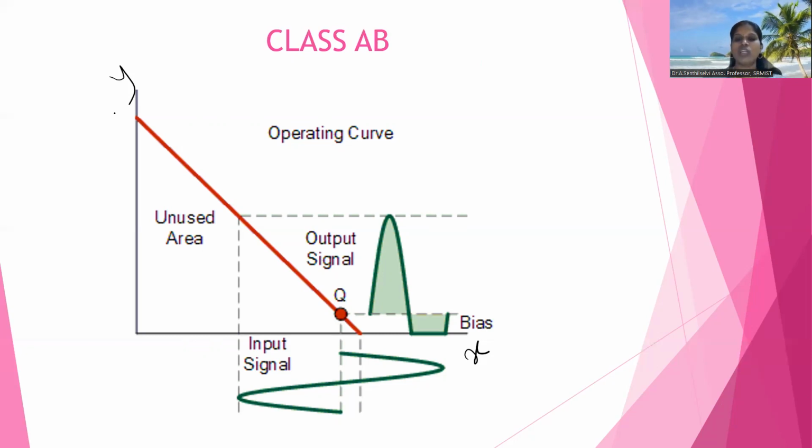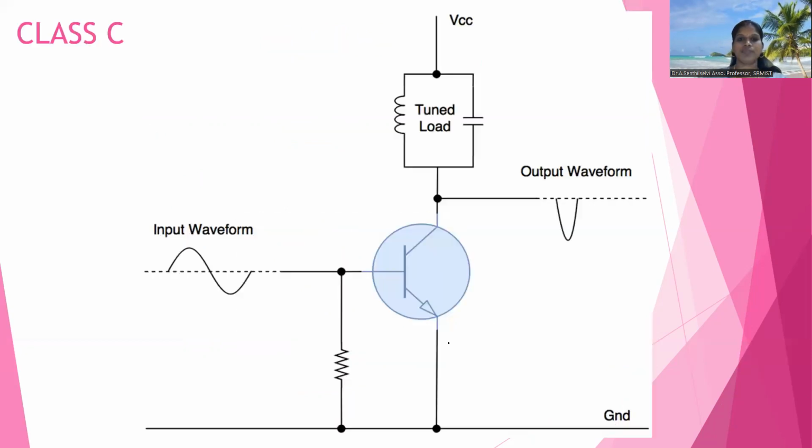This is called clipping of some amount of frequencies from the input signal. If you want to clip some amount of frequencies, you can use the class AB amplifier. So depending upon our need, we use either class A, class B, class AB, or class C.